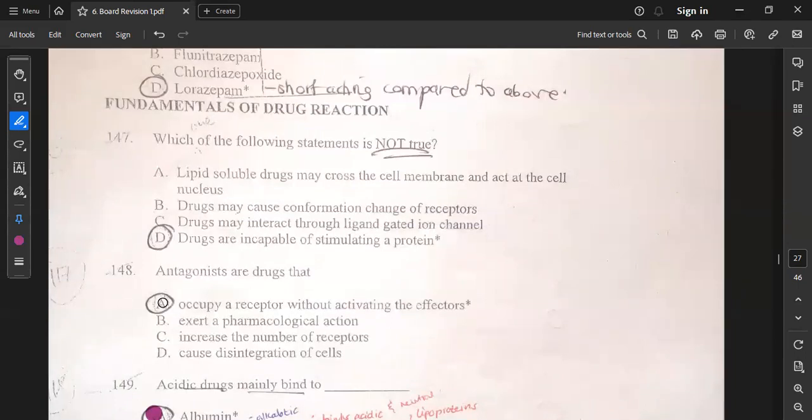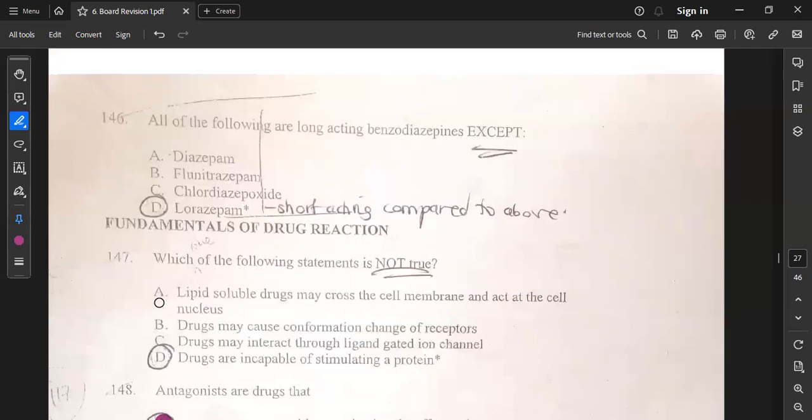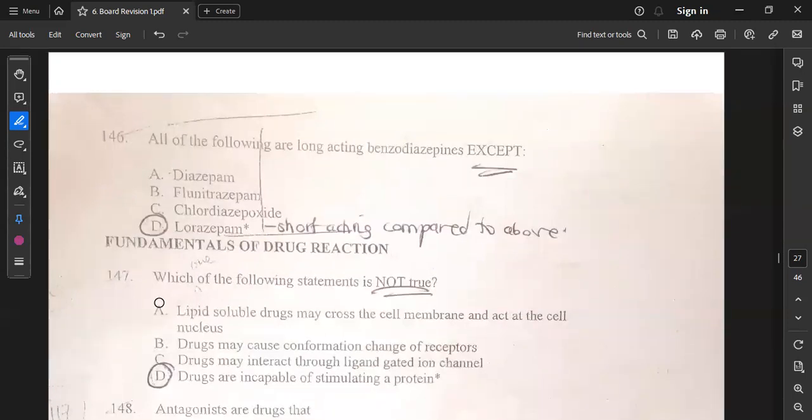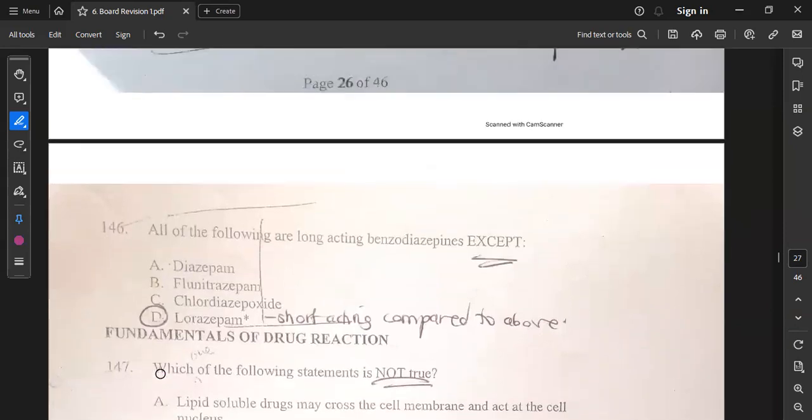That is straightforward, no? If there is anything you feel like we need to mention, there are some things we're just going to go through fast. Which of the following statements is not true? Lipid-soluble drugs may cross the cell membrane and act at the cell nucleus. Drugs may cause conformation change of receptors. Drugs may interact through ligand-gated ion channels. Drugs are incapable of stimulating a protein. Which is not true? That is also straightforward. If you have anything, please be careful to note or speak out or write.